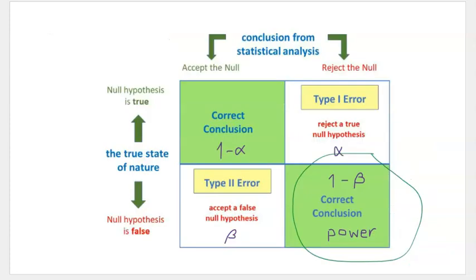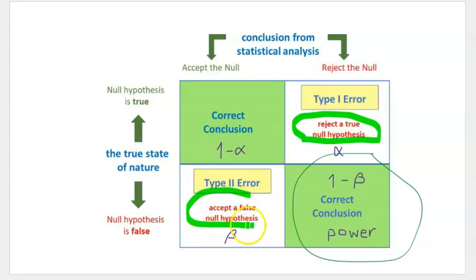Okay, again, another diagram. This is also almost the same. You can see here 1 minus beta, that is the power. So that is almost the same diagram as what you saw. Type 1 error is when we reject a true null hypothesis. The null hypothesis was true, but we reject it. That is an error. And this is when we accept the null hypothesis, but in fact it is not true. There is an effect. So that is a type 2 error.